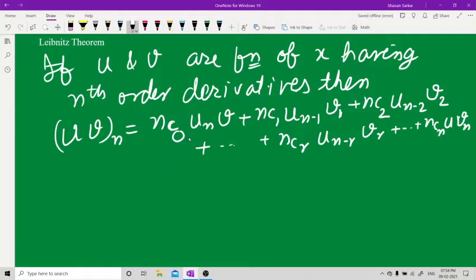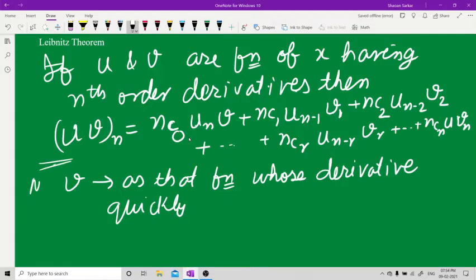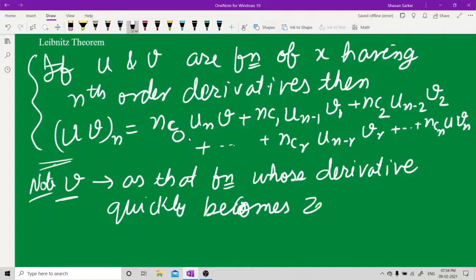Now you will take v as that function whose derivative quickly becomes zero. This you did not write. This is for your problem solving purpose. This much portion you did not write. This is the main thing: v as that function whose derivative quickly becomes zero. Let us do it with an example.